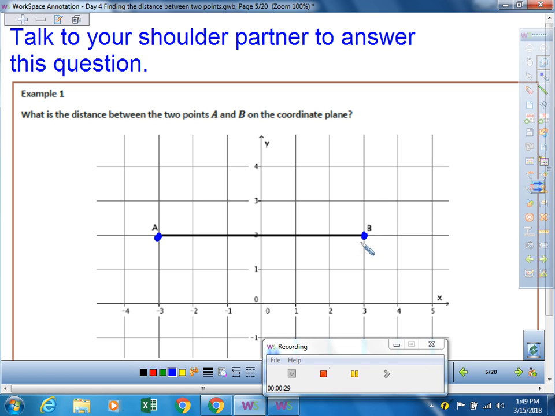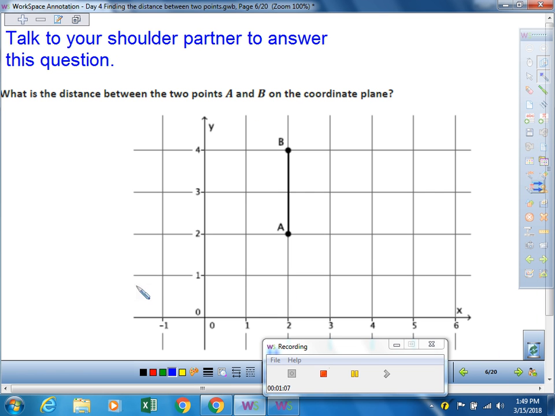Okay, whisper it to your shoulder partner. And if you don't have a shoulder partner, it's someone in front of you or behind you. Okay, Zoe, what did you calculate as this distance? 6, right? 1, 2, 3, 4, 5, 6. So that is the distance on the coordinate plane, right? There's 2 points. You found the distance.